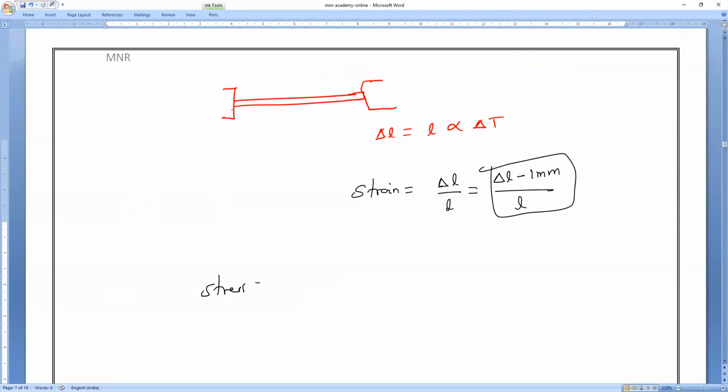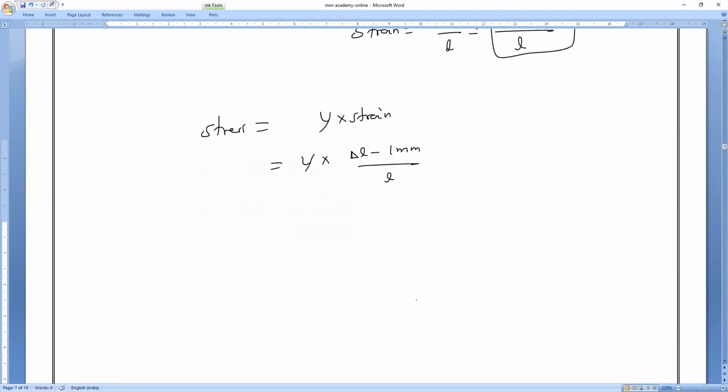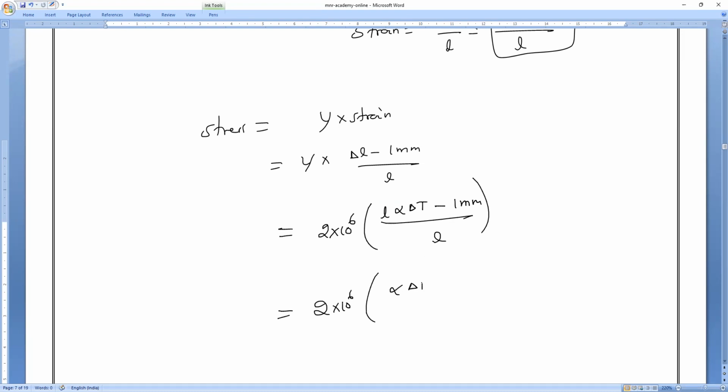Everybody, stress is equal to Young's modulus into strain. So I'll write it now. Young's modulus into strain is equal to delta L minus 1 mm divided by original length. I'll convert everything into centimeters. Young's modulus is 2 into 10 power 6. Delta L means L into alpha into delta T, minus 1 mm, divided by L. So I will write 2 into 10 power 6 into this. If I cancel L, I will get alpha into delta T minus 1 mm divided by L.